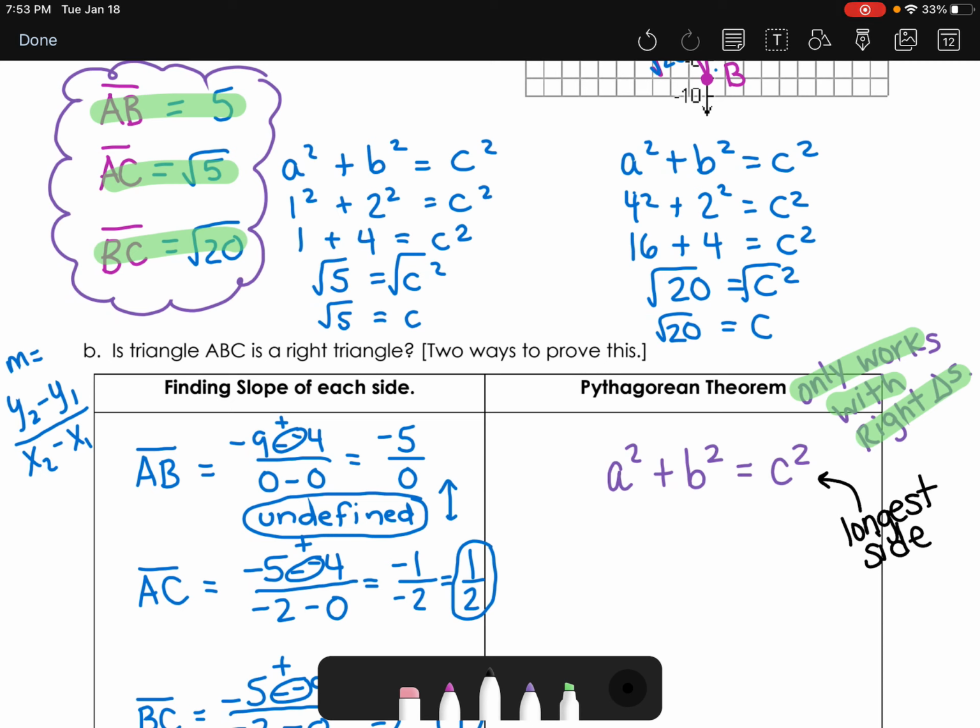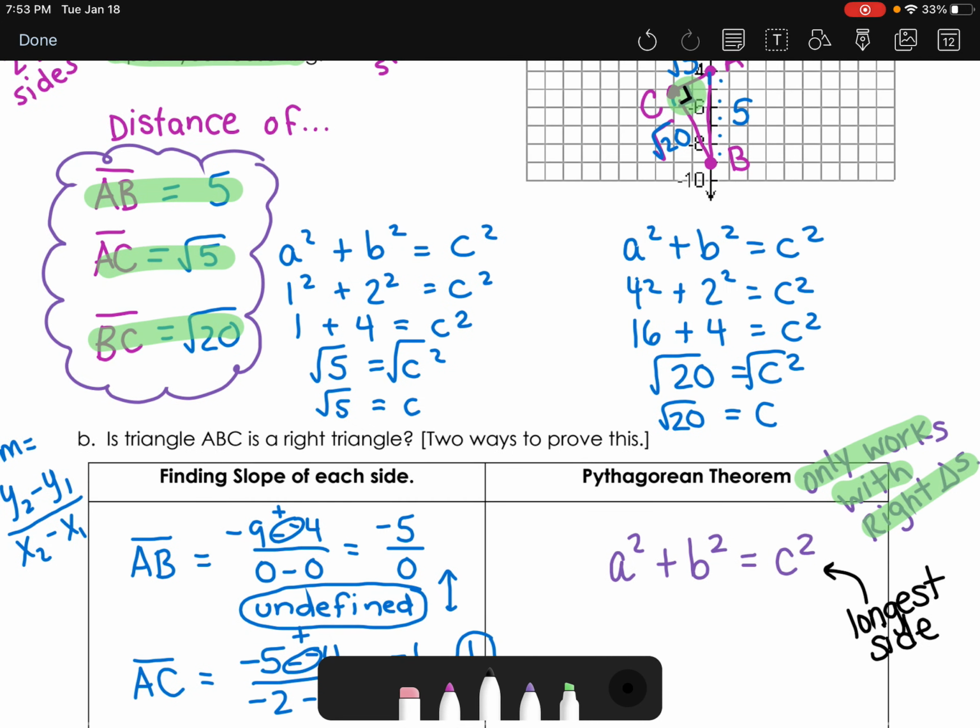Now, if you put all of these numbers in your calculator, you'll find that 5 is the biggest number. The square root of 20 is like 4 point something. It's not 5. So 5 is the longest side. Remember, the longest side's always opposite that right angle. A little arrow there.